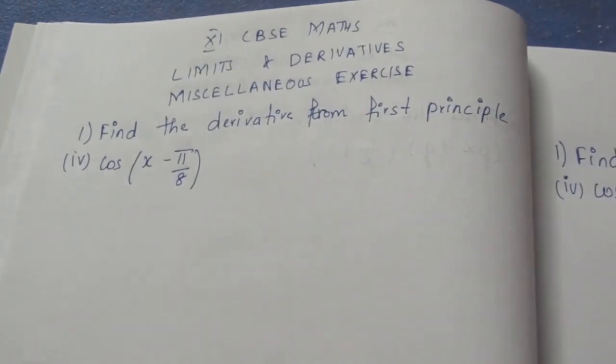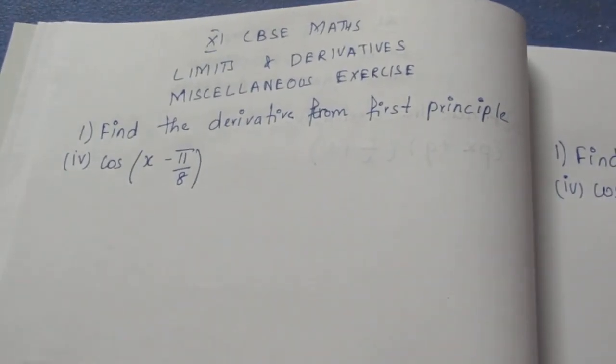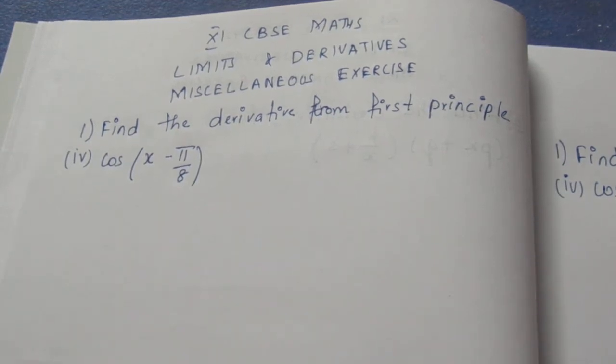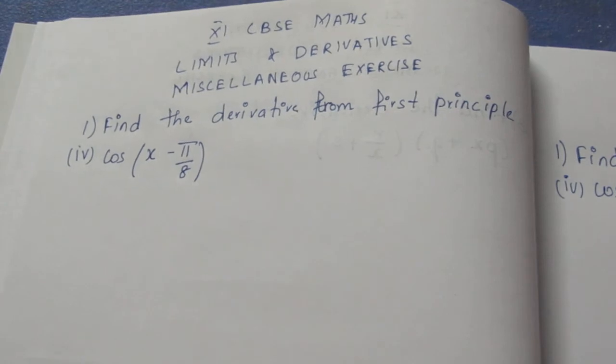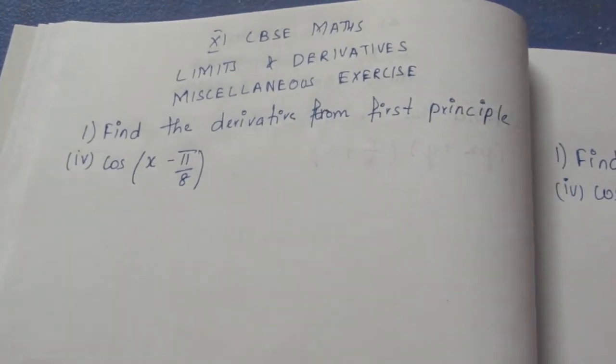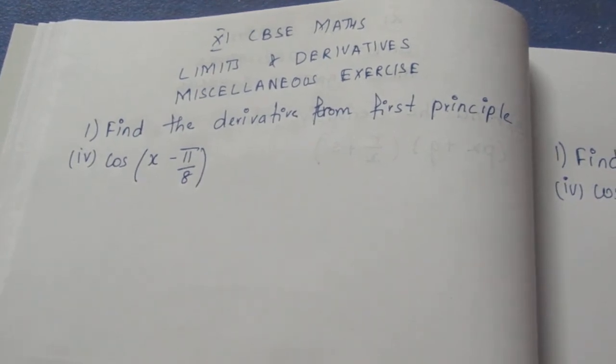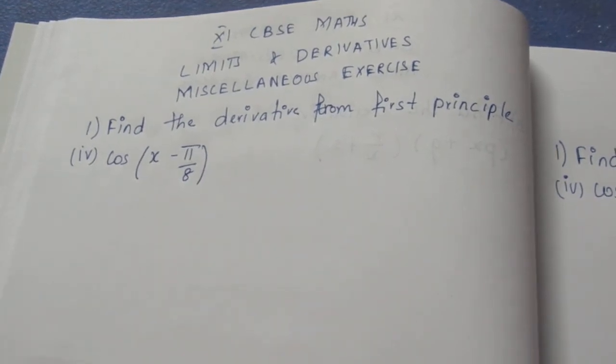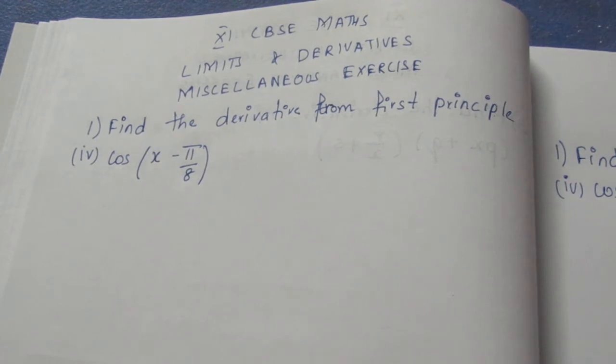Today we are going to see 11 CBSE Maths Limits and Derivatives Miscellaneous Exercise question number 1. In that fourth subdivision we are going to see in this video. Let's see the question. Find the derivative from first principle of cos(x minus pi by 8). So cos(x minus pi by 8) we are going to solve using the first principle formula.